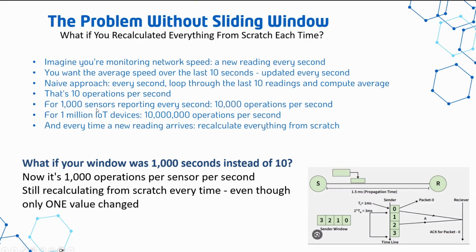We have sensor-related applications with 1,000 times 10,000, 1 million readings. So every time a new reading arrives, you recalculate everything from scratch. And what if your window was 1,000 seconds instead of 10? Now it's 1,000 operations.